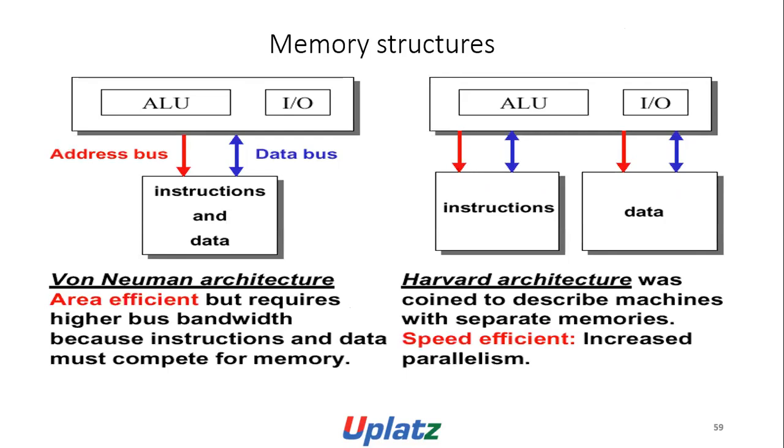Memory structures: address bus, instruction and data, ALU and IO. Von Neumann architecture is area efficient but requires high bus bandwidth, because instructions and data must compete for memory. Harvard architecture was coined to describe machines with separate memories: speed efficient, with increased parallelism.